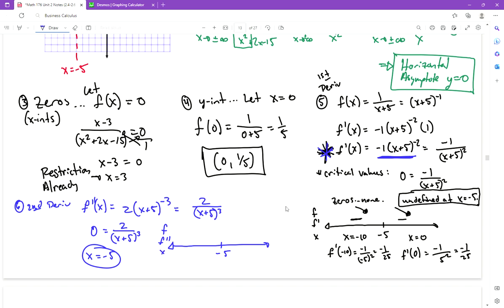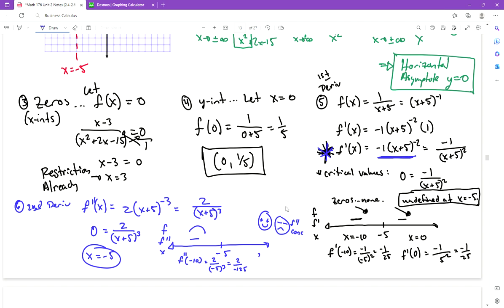Now the second derivative, remember our friends. So the signs of the second derivative tell us how the concavity is of f. And so when we plug in something smaller than negative 5, let's start over here, like negative 10 again, into our second derivative. Well, when we plug that in, we would get 2 over negative 5 cubed. That would be 2 over negative 125. So that is a negative value. So our second derivative is negative, which means that it is concave down like a frown.